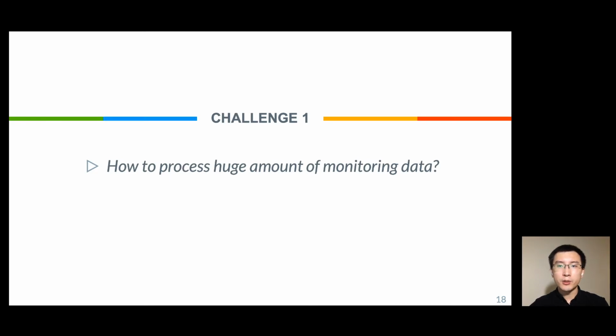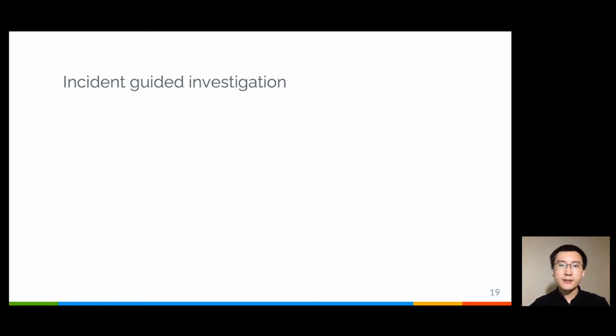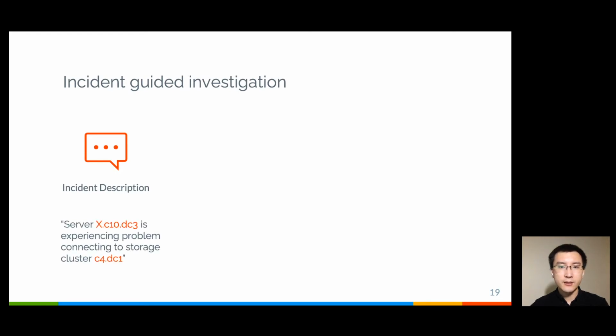The first challenge of building the Scout is how to process this huge amount of data. We can see previously that millions of the switches in Azure are monitored by 11 different monitoring systems, and it is impossible to analyze all of them together at once. So we need to shrink our search space. Our insight is the incident itself can guide the investigation. The incident description usually can tell us the candidates of the affected components, such as the affected servers, switches, and clusters. For example, this made-up incident description describes a server experiencing an issue connecting to another storage cluster.